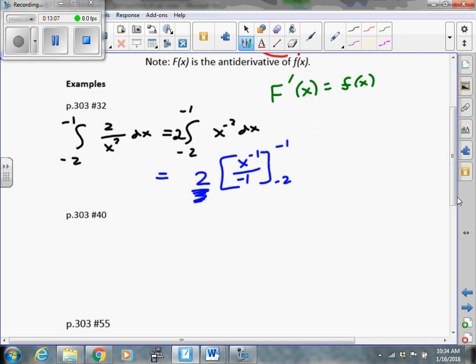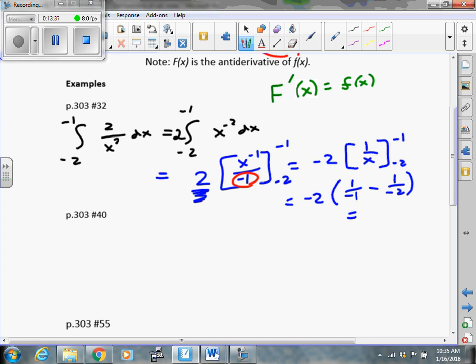So equals. Now I'm going to simplify this because it's got this -1 in here. I don't want it. It's a constant. I'm going to pull it out. So I've got -2 times 1 over x, because I want the negative exponents, which gives me that. Now plug in the top. Minus plug in the bottom. And you spit out a beautiful answer of, I don't know, -2 times -1/2 is 1.